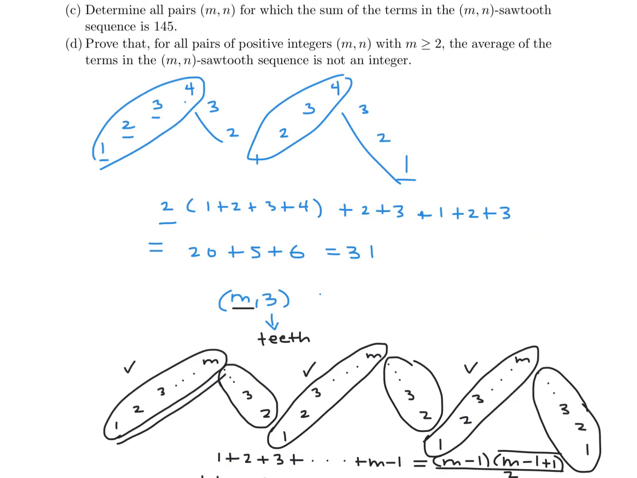Part C: determine all pairs (m, n) for which the sum of the terms in the (m, n) sawtooth sequence is 145. So this is a little bit different now. Now they're telling you that you've got this big long sequence and the sum is 145. We just figured out the general sequence, right? But that was really just for 3 teeth, I believe. So it's a little bit more tricky. Okay, so let's talk about this first.